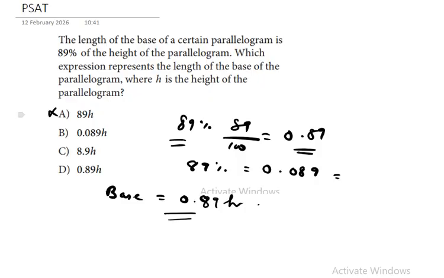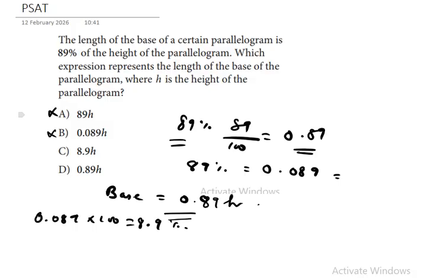Okay. Now come to option B, that is 0.089h. Let's think very carefully. 0.089 is equal to 8.9%, because 0.089 times 100 is 8.9%. But we need 89%, not 8.9%. So this is 10 times smaller than it should be. So option B is also not correct.